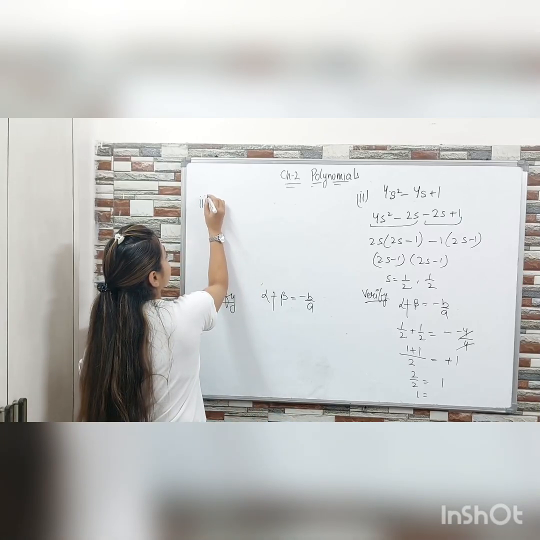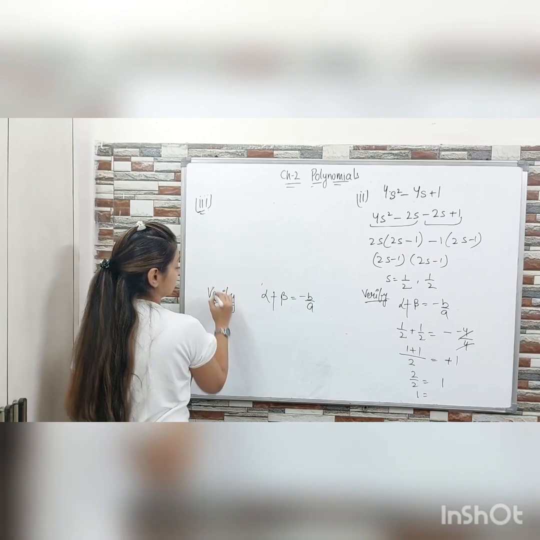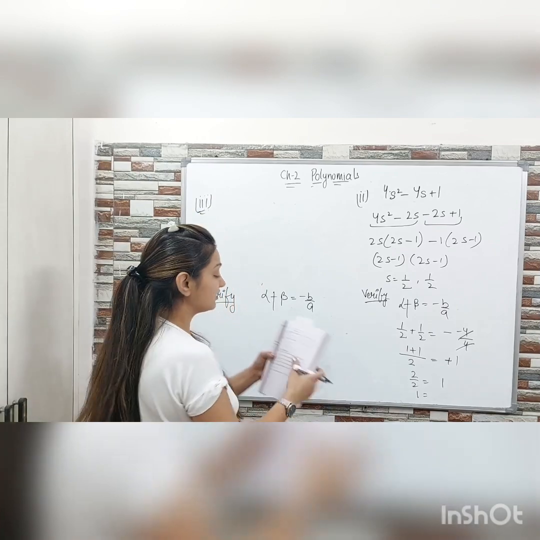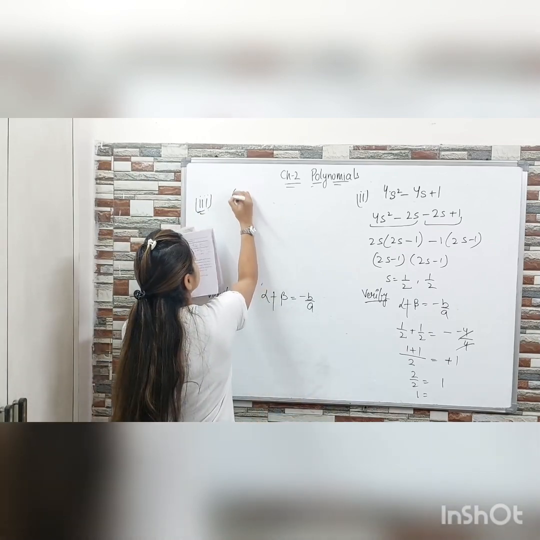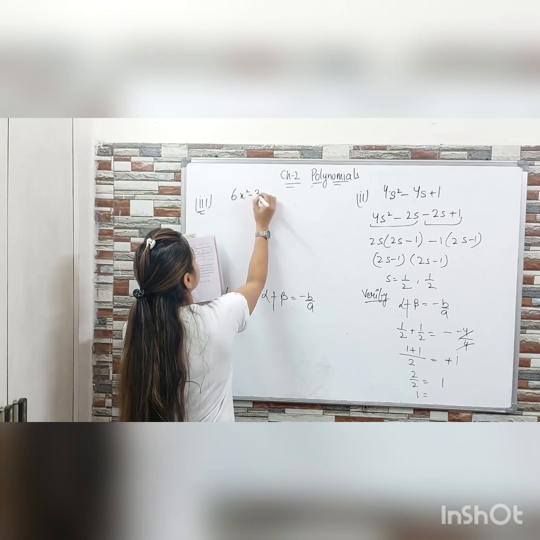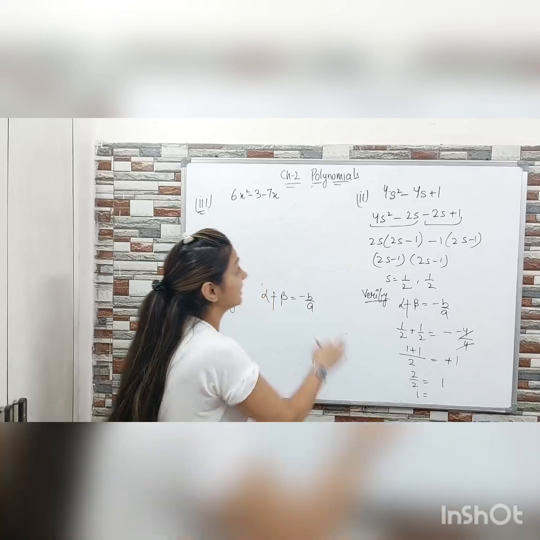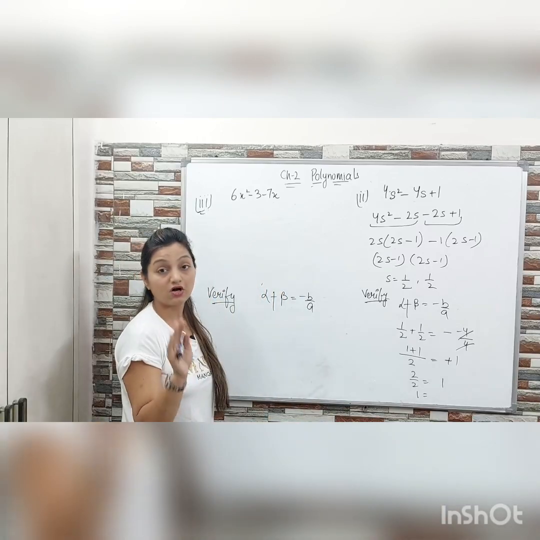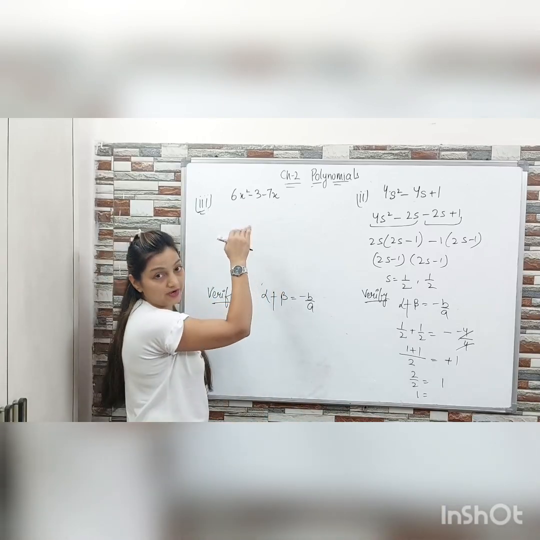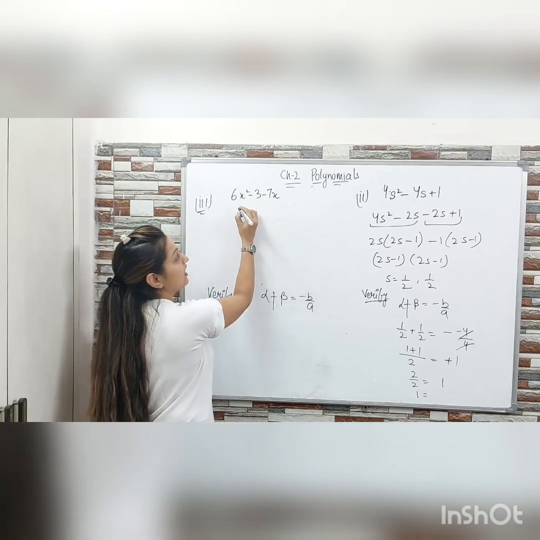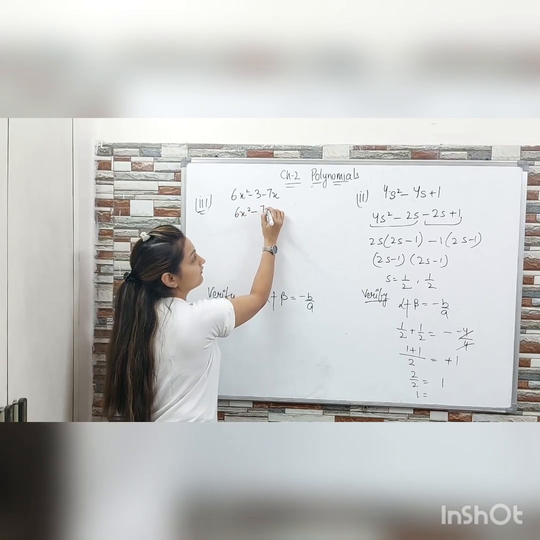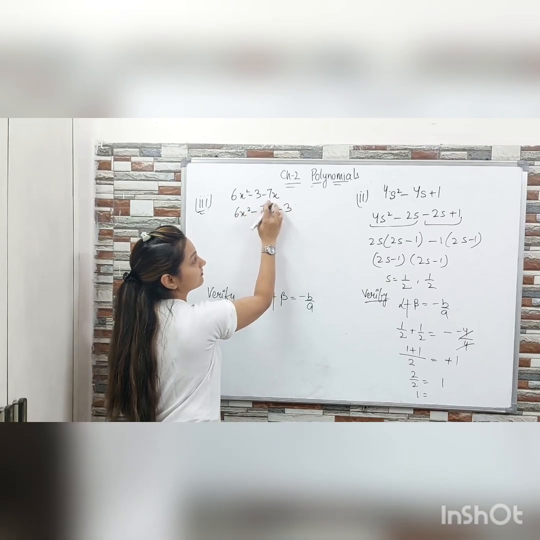Third part. First question, third part is 6x square minus 3 minus 7x. I cannot do the middle term split like this because it is not in order. It is not a quadratic equation which is in order. I have to make it in order first, so I have to bring 7x in front.